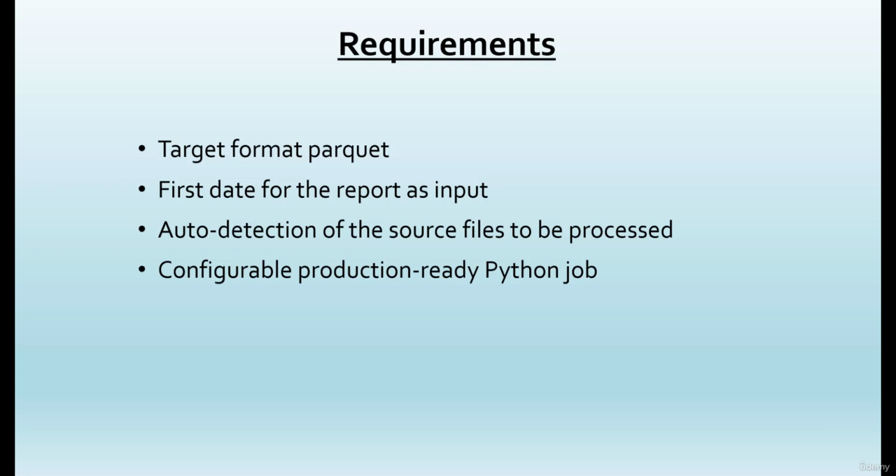And the whole Python job should be configurable in this way that if, for example, a column name changes in the source or target report, the code should not be touched, but just a configuration file be edited. And the job should be written so that it is production ready. What production ready means, we will learn during the course.